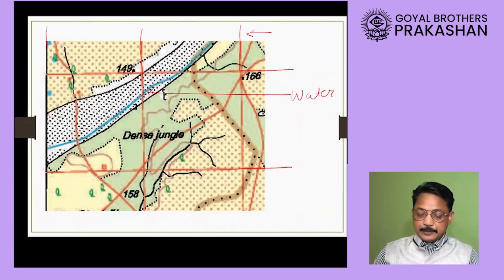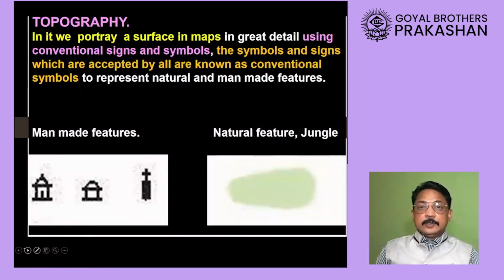Okay, so my dear students, what we are understanding here is that a topography map consists of man-made features as well as natural features using some lines which are drawn on a map, using some symbols and using some colors also. So if we want to describe topography, we will say that it portrays or shows the surface of the earth in great detail using conventional signs and symbols.